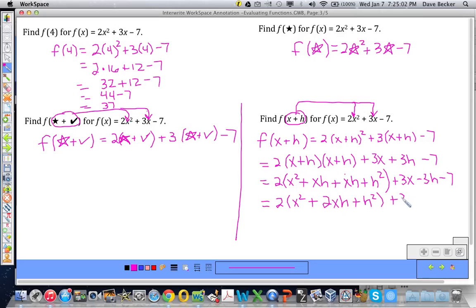Plus 3x minus 3h minus 7. And then finally, I get to 2x squared, distributing the 2 all the way through here. 2 times 2xh is 4xh plus 2h squared plus 3x minus 3h minus 7. Okay, so that is done because there are no like terms that we can combine here.